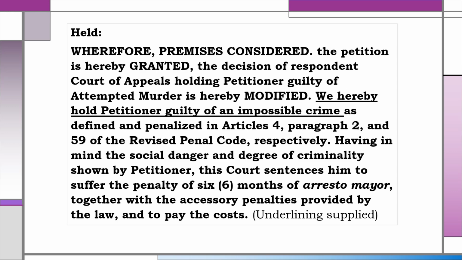So the dispositive portion of the decision goes, wherefore, premises considered, the petition is hereby granted. We hereby hold petitioner guilty of an impossible crime.